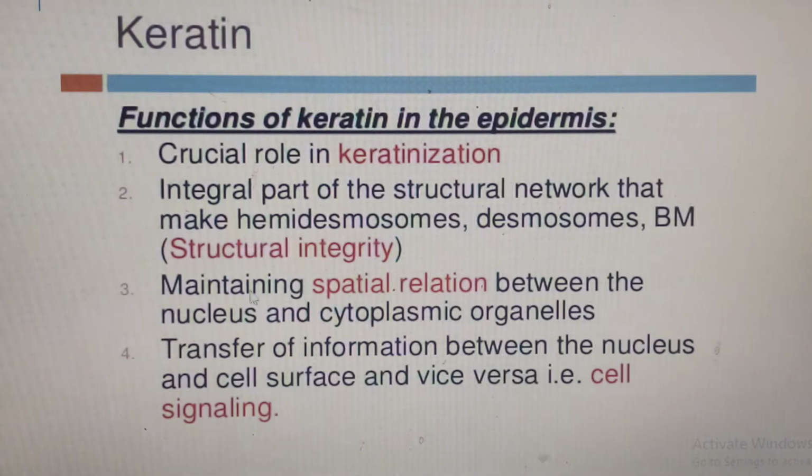Then it's also for maintaining spatial relation between the nucleus and cytoplasmic organelles. Keratin is going to do that, and it also helps in the transfer of information, some kind of communication between the nucleus and the cell surface, and of course vice versa. So for cell signaling, keratin is doing that.